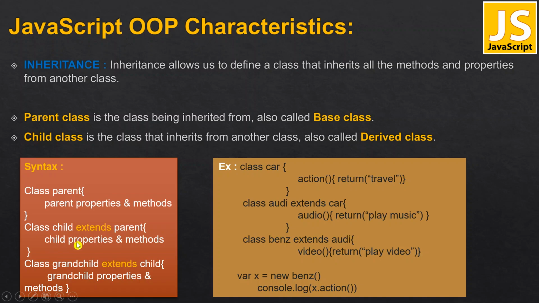Then I define the child properties and methods. Visibly, only the child properties and methods are visible to us, but due to the usage of extends and parent, the properties and methods of the parent will be inherited internally. That is not visible, but internally the parent's properties and methods are available to the child also, and if you want to access them, you can access them by instantiating the child class itself.